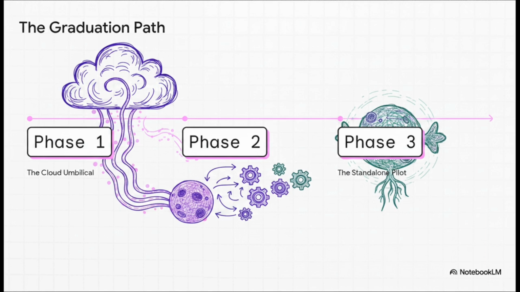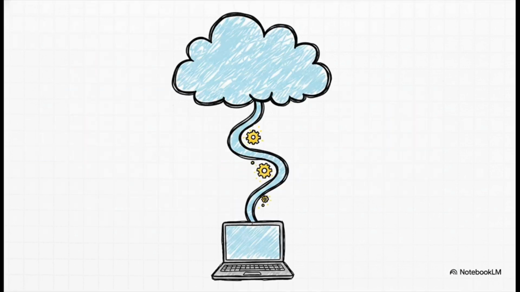And finally, you hit phase 3, literally severing the umbilical cord to become a fully standalone pilot. That initial cloud umbilical phase is absolutely vital. You're basically utilizing the cloud's unlimited sensory bandwidth, like having Gemini 3.0 process those massive video streams we talked about, to act as the higher brain function.